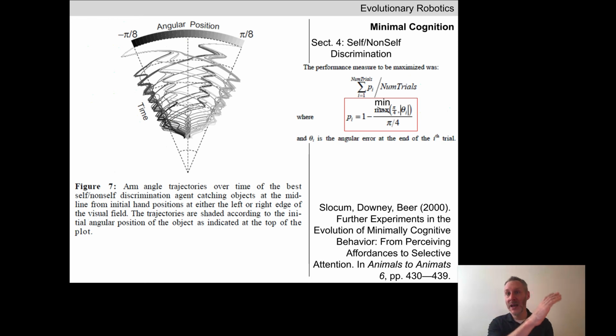I send commands to the muscles in my arm, and I see some blob that starts to move in my visual field. When I stop sending commands to my motors, that blob stops moving. That's the definition of self. You can almost think of a sensor motor contingency as the affordance of self. This is now getting kind of deep into embodied cognition. This is a little bit beyond minimal cognition.